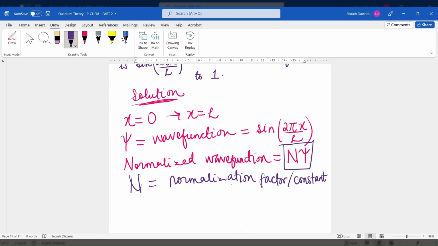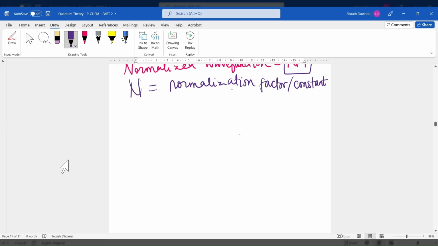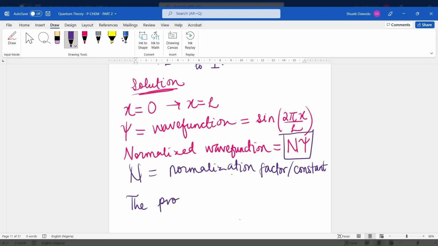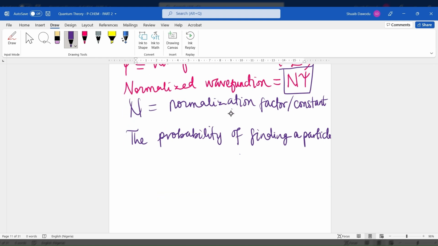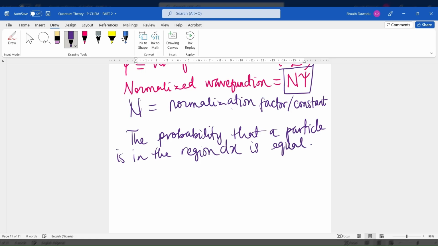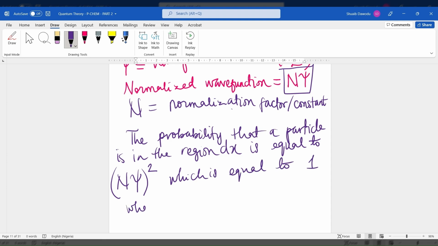But the issue is, how do we determine what the value for N is? Once we find N, we can just say N multiplied by sine 2 pi x divided by L. In order to determine that, we first have to know this from the concept: the probability that a particle is in the region dx is equal to N times the wave function, squared, which is equal to 1, where N is a real number.